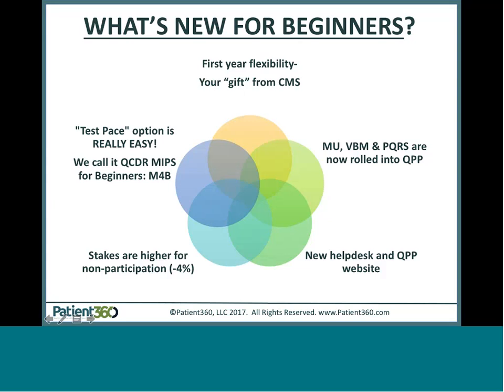The test pace option is really easy, so that's the gift from CMS. And we'll show you that a little bit later as well. And that's called the QCDR MIPS for beginners. Very simple. You get to submit just one measure. You'll avoid the payment adjustment, and you'll learn how to actually submit for a QCDR measure.